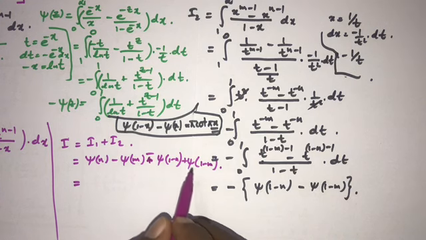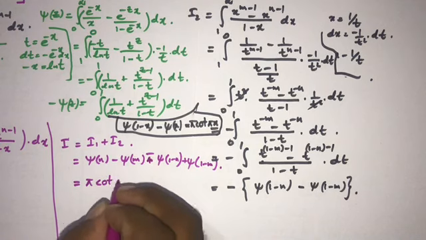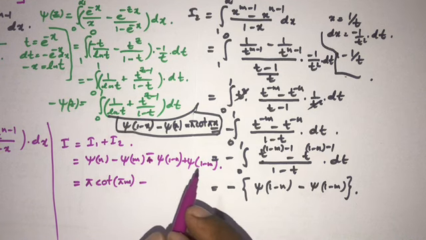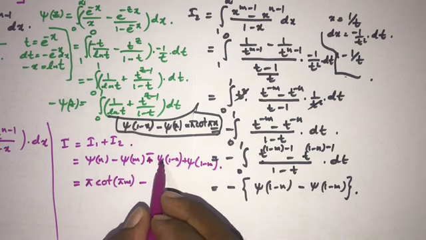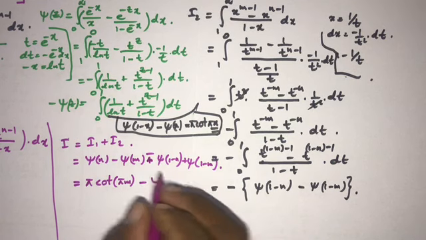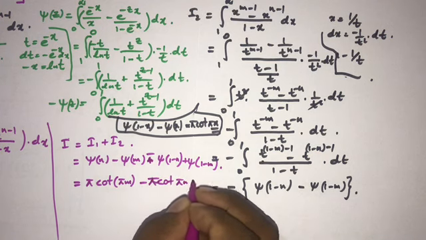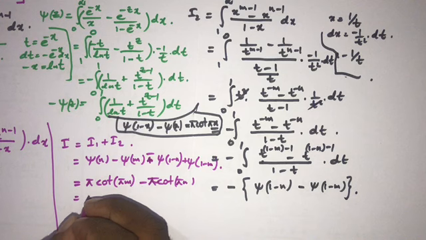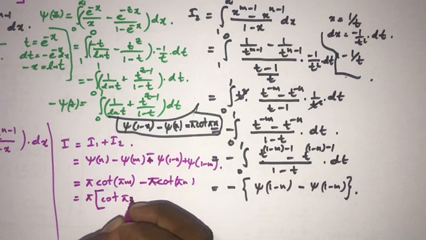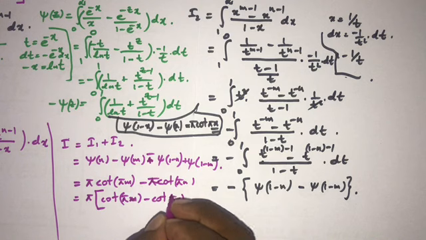Now we can take digamma of 1 minus m minus digamma of m. We know this is pi times cot of pi m, minus, and here we can take minus as a factor, so minus the quantity digamma of 1 minus n minus digamma of n, which is pi cot pi n. Now we can take pi as a common factor, so pi times cot of pi m minus cot of pi n. Okay, we are done.